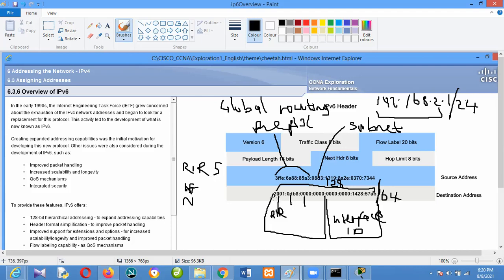Now, this first group, as I said, represents the RIR. I know that of Africa is 2001. That means any IP version 6 address that is originating from Africa must start with 2001. All IP addresses, be it in Nigeria, South Africa, Zambia, Zimbabwe, wherever, as far as the IP address is coming from Africa, it must start with 2001.